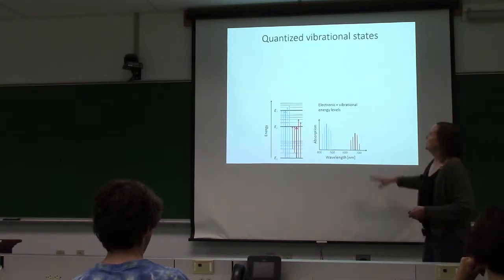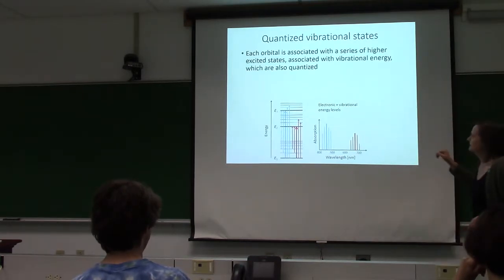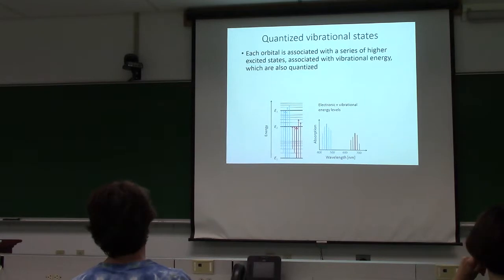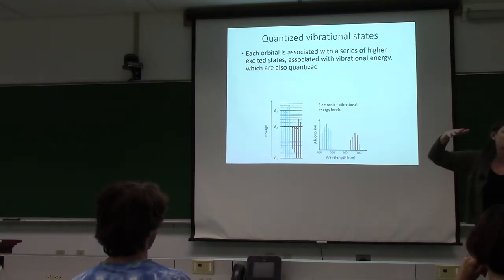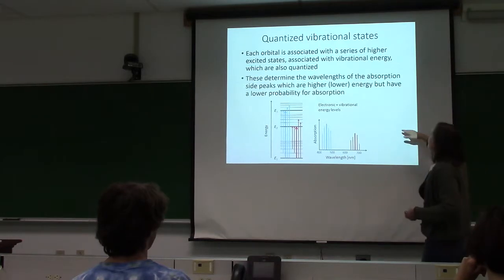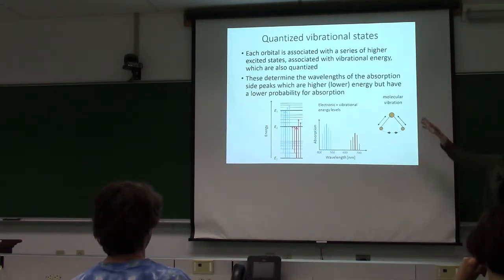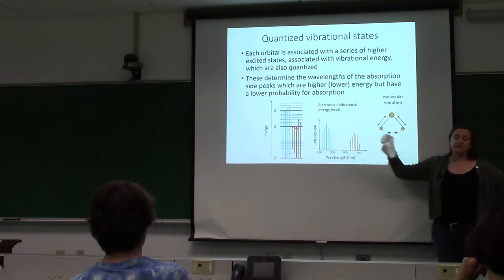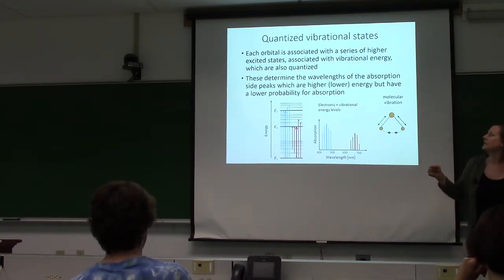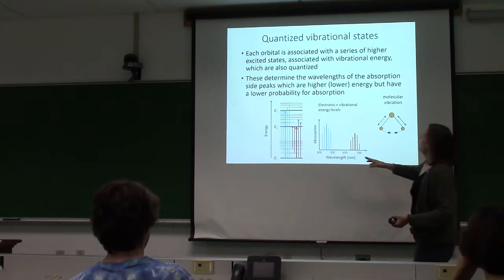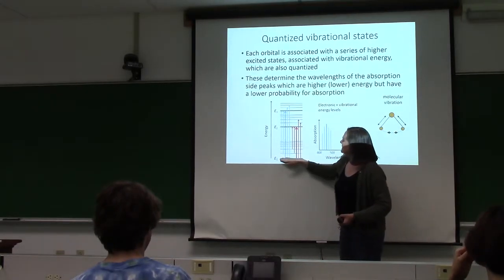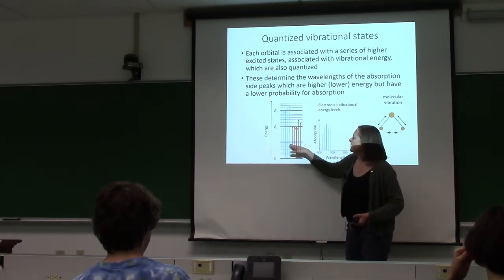And so we also have quantized vibrational states. Each of those electronic orbitals is associated with a series of higher excited states. And then, oh, there's my diagram. Okay, so while the electrons are moving orbitals, the bonds are also vibrating. And so within each one of these electronic states, there are these vibrational levels.